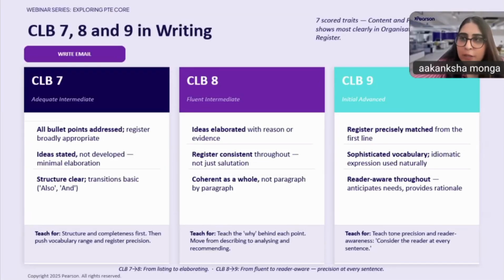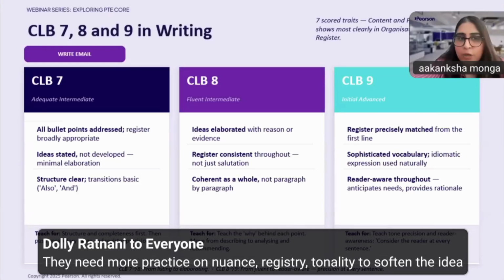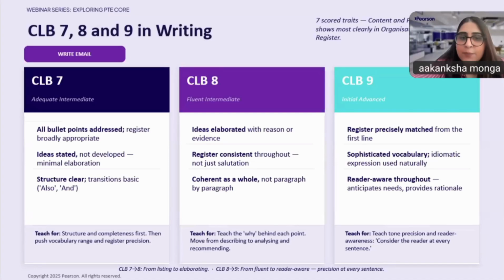There's not much elaboration. There's no evidence to support it. There might be less nuance. There might be less social awareness. The structure could be clear, but there could be limitations in terms of the vocabulary or the cohesive devices that they're using. So what you are going to be teaching for at this point is, of course, to follow the structure of the email and make sure that the task is complete, because that's paramount.